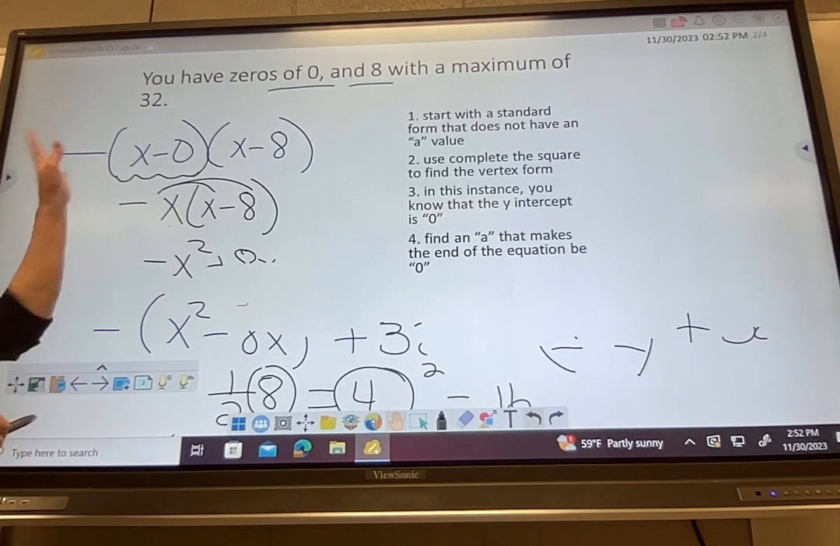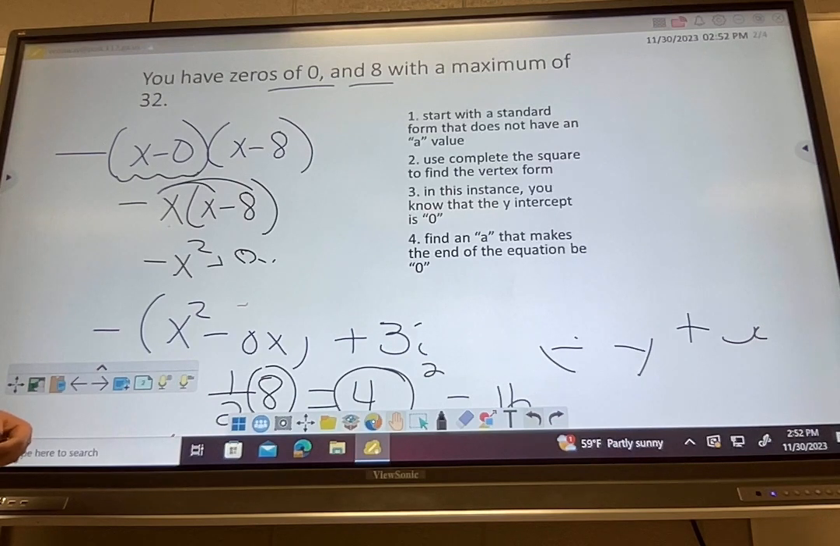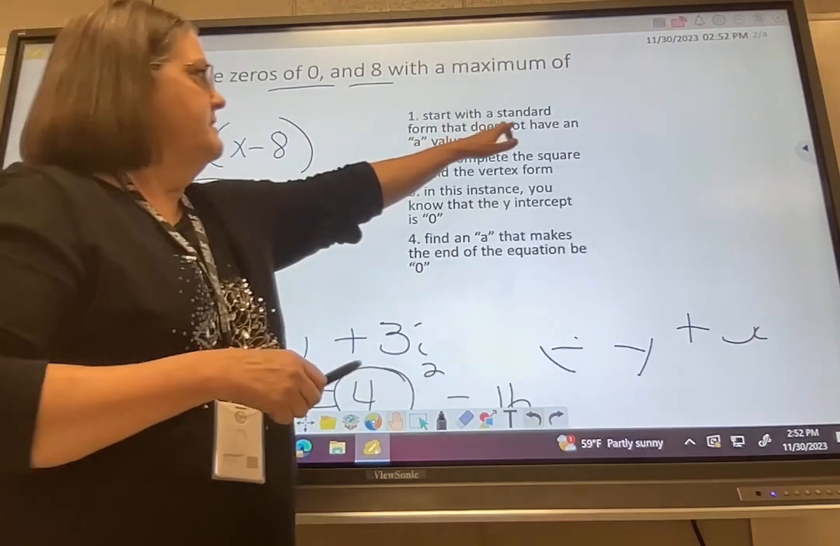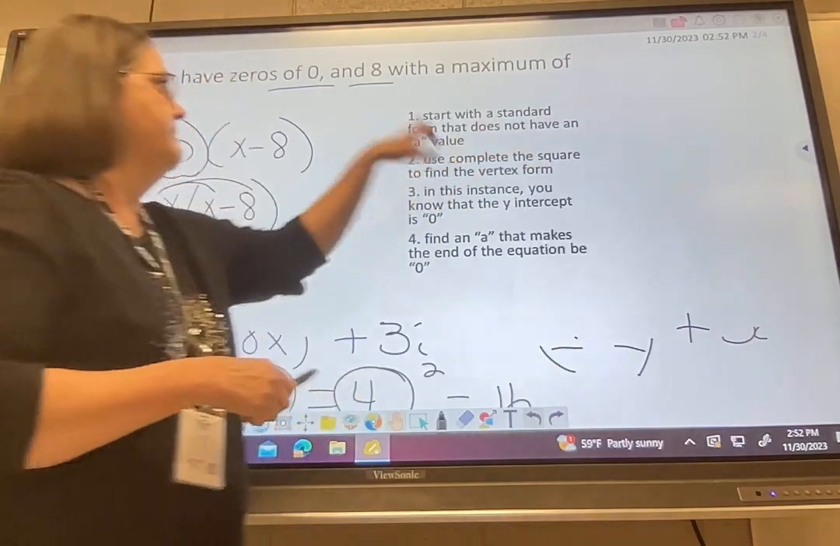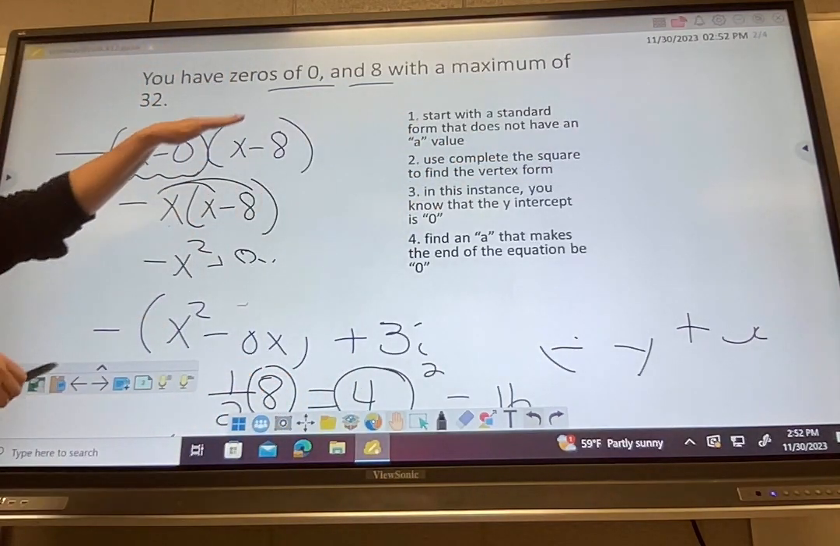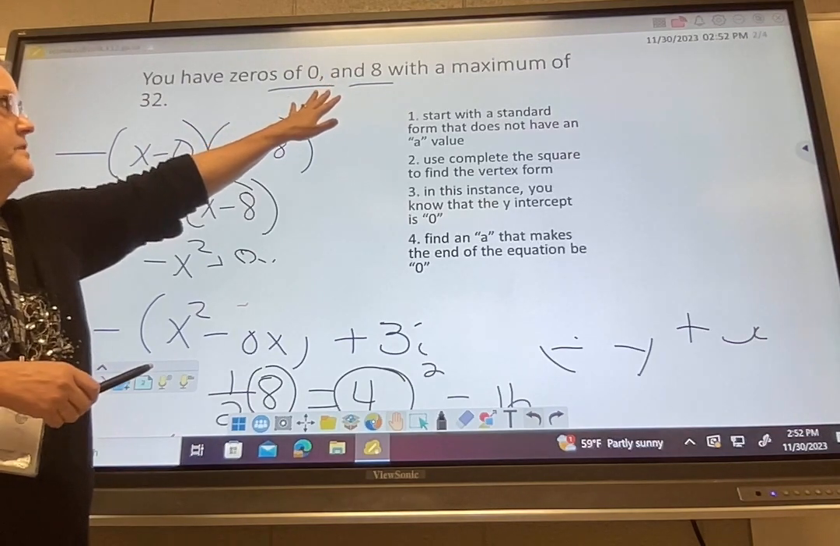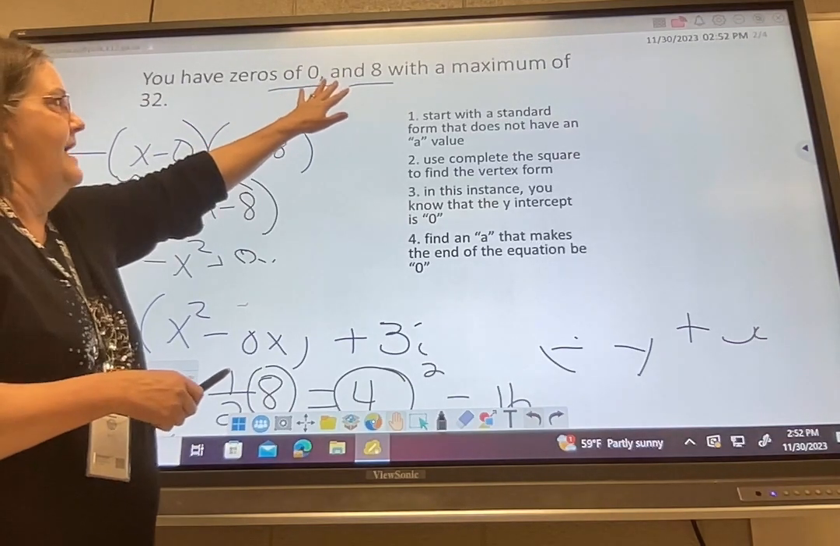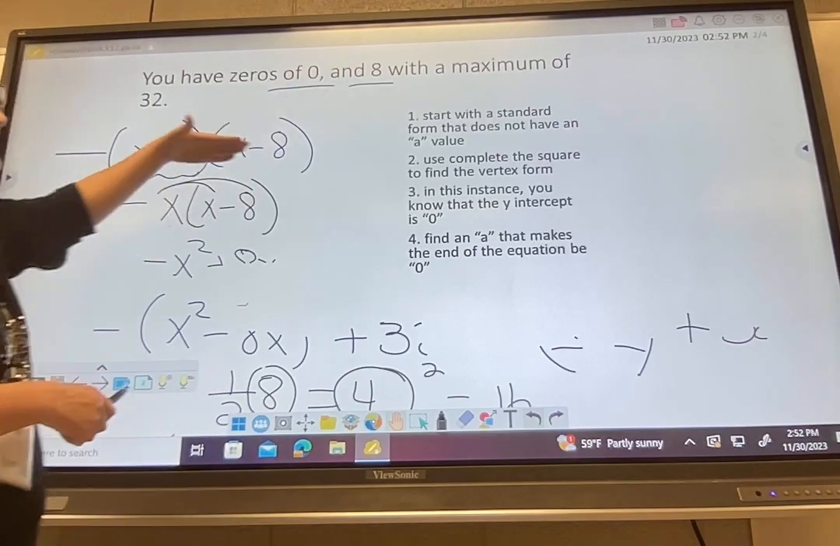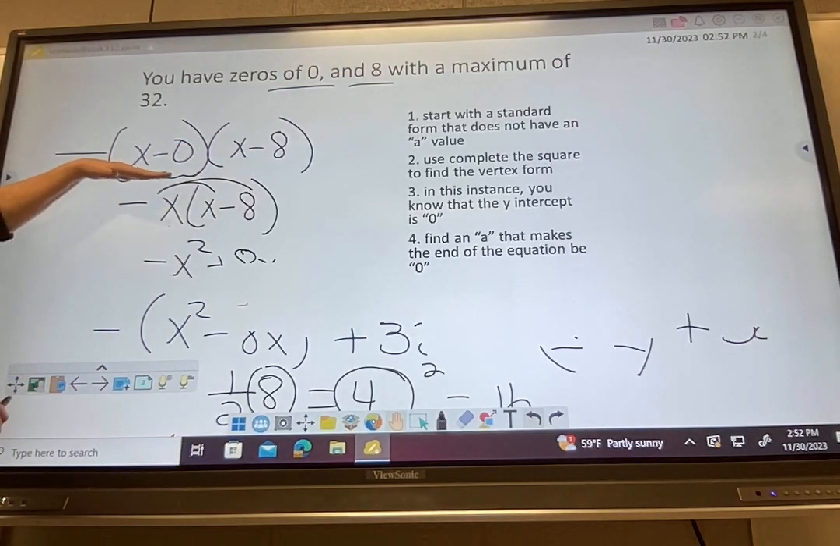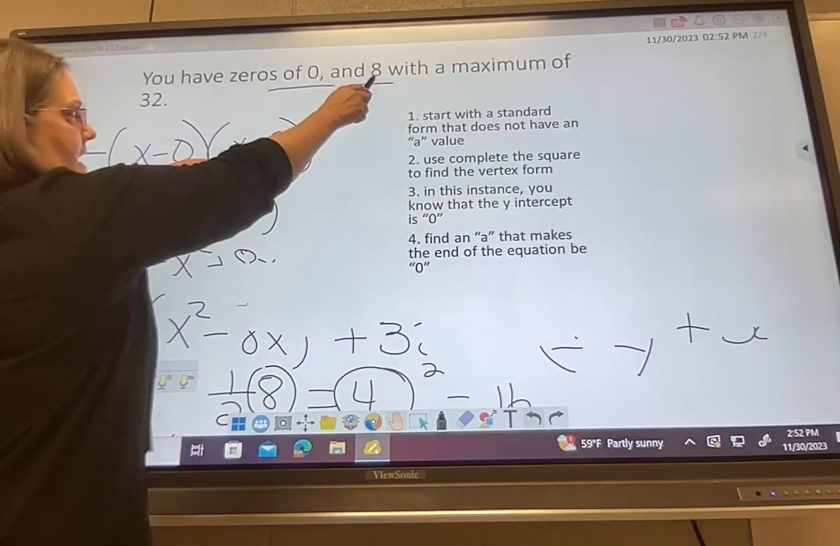And so this has got a maximum of 32, which means we're probably going to have an a value, which means it's a number that's in front of the x squared term. So what we'll do is we'll start with the standard form that does not have an a value. So if we remember, our zeros and our factors are opposite. So remember, they have opposite signs. So this is my zero. So I wrote it out so you would see that I'm doing x minus 0 and x minus 8.